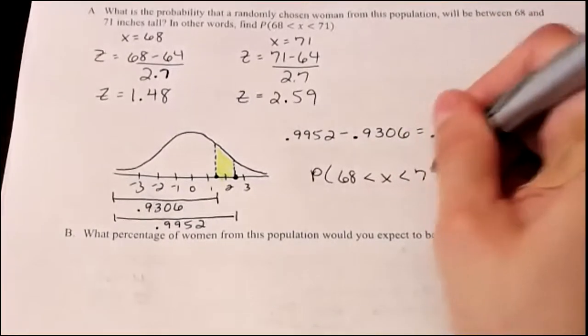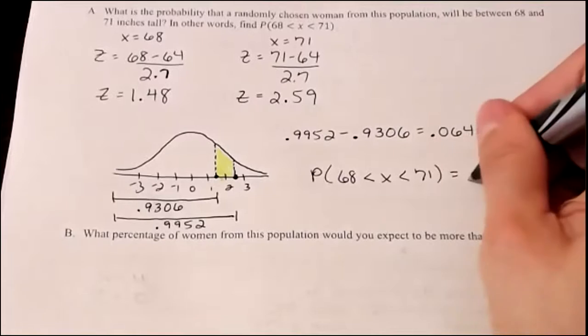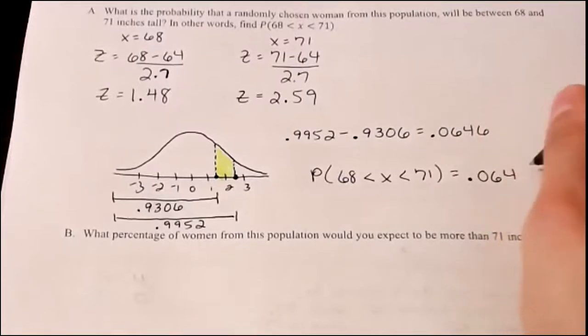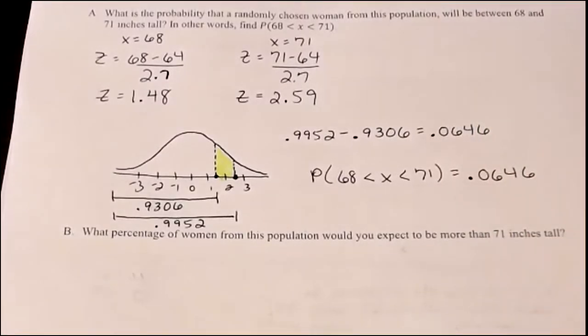68 and 71 inches tall is 0.0646. So if you were to talk about that using percentages, you'd say there's about a 6.46% chance that that would happen. So it's pretty small. Okay.